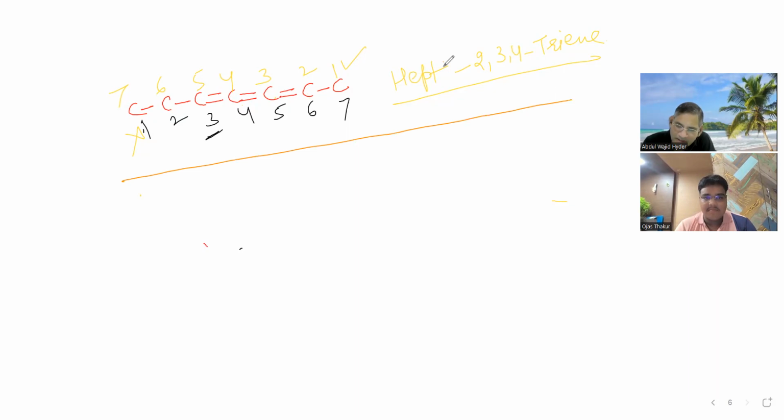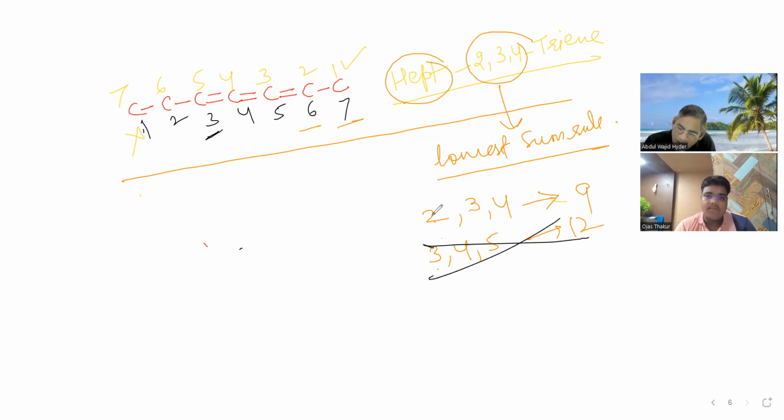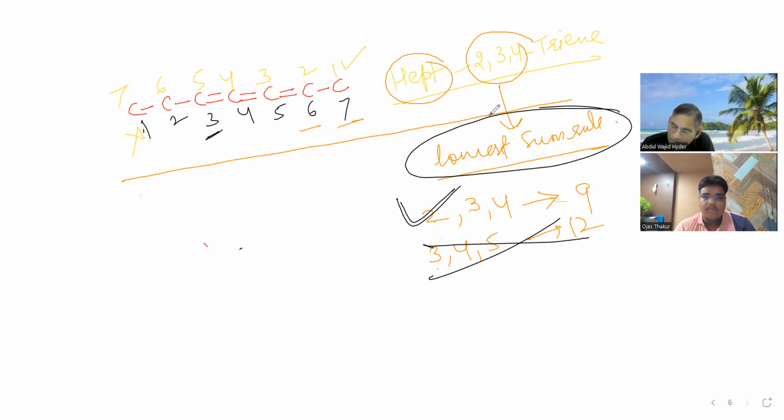So it's so easy, we should just remember this. And this numbering should follow the lowest sum rule. What is it? If you count carbon from one side, the numbers will be 2, 3, 4, so 2 plus 3 is 5, plus 4 is 9. If you start counting from the opposite side, it will be 3, 4, 5, so 3 plus 4 is 7, plus 5 is 12. Which is the smaller number? 2, 3, 4. You will always prefer the smaller number. This is the meaning of the lowest sum rule.